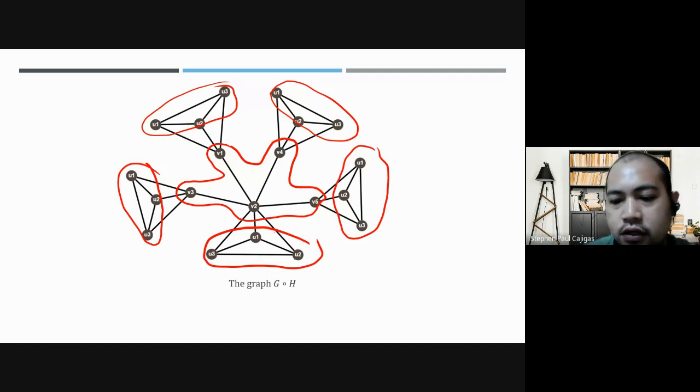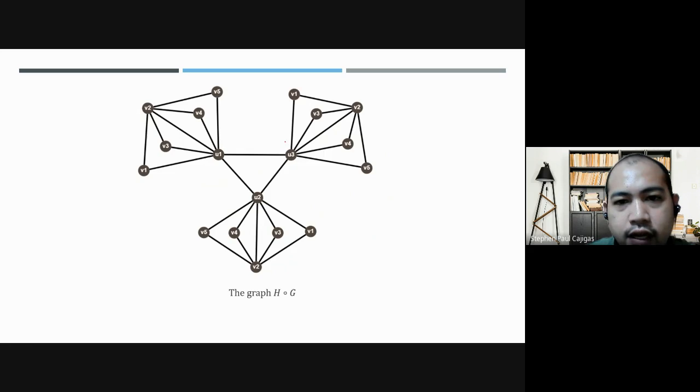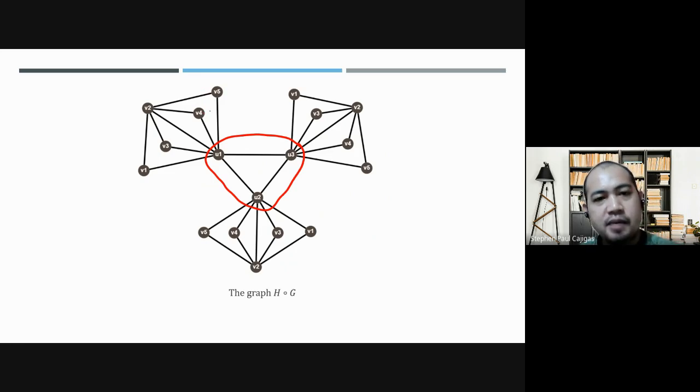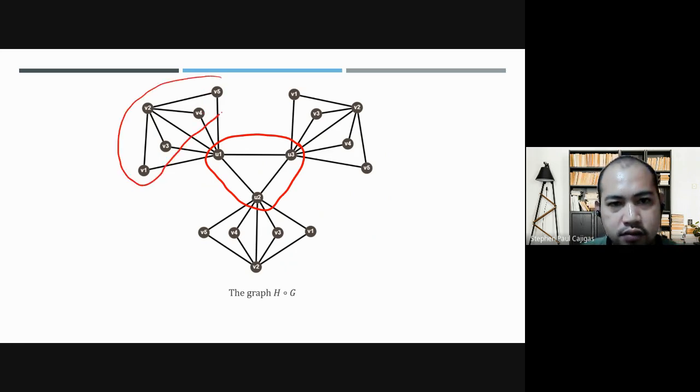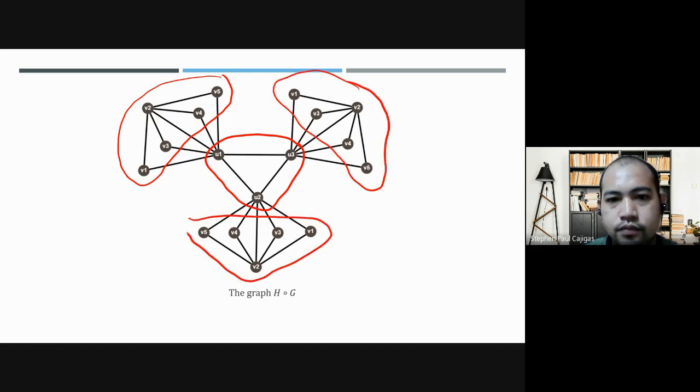And then what will H circle G look like? So H circle G, this is our H. And then we have 3 copies of G, placed next to each other. And then we connect them. Each of the vertices of H is connected or joined to each copy of the graph G. So it is fairly simple, I mean it is easy to understand how to draw a corona.